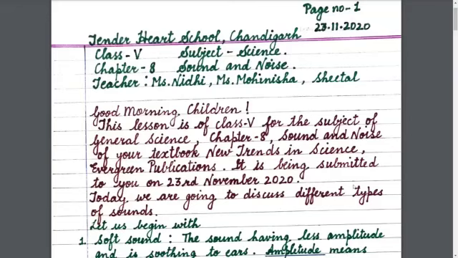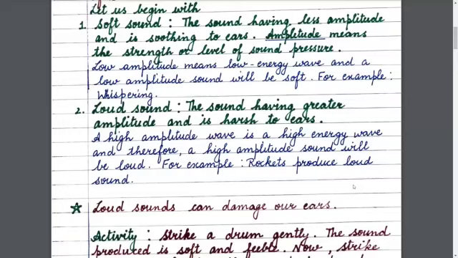Today, we are going to discuss different types of sounds. Let us begin with number one, soft sound. The sound having less amplitude and is soothing to ears. Amplitude means the strength or level of sound pressure. Low amplitude means low energy wave, and a low amplitude sound will be soft. For example, whispering.